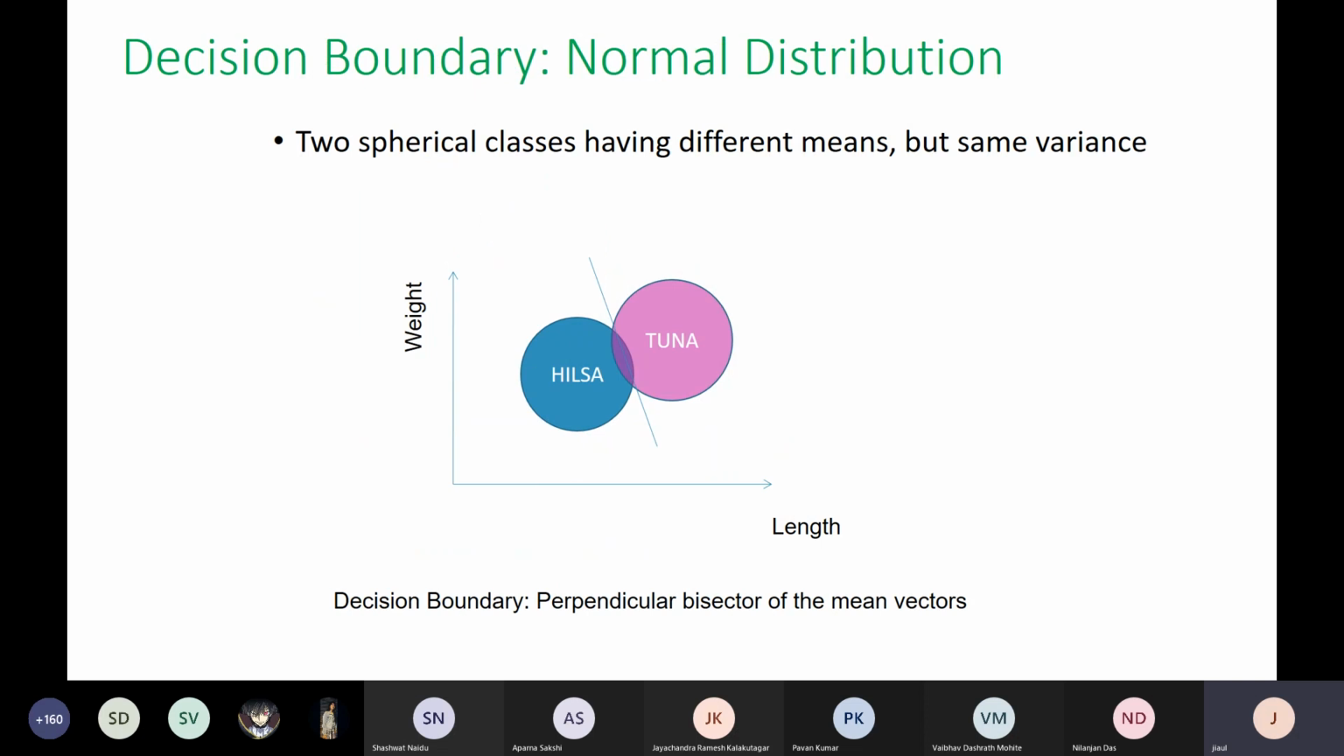Now, two spherical classes can have different means but the same variance. Here the decision boundary is the perpendicular bisector of the mean vectors. If you take the mean vector connecting the two centroids, and then take the perpendicular bisector, you get this decision boundary. But unfortunately, in real life situations you cannot claim all these things, whether the two classes will have different means and variance, or the same kind of distribution. But if you have that, you can use this kind of thing to figure it out.